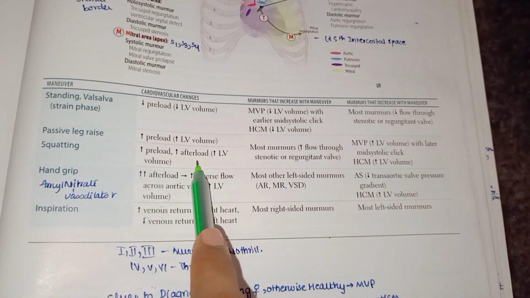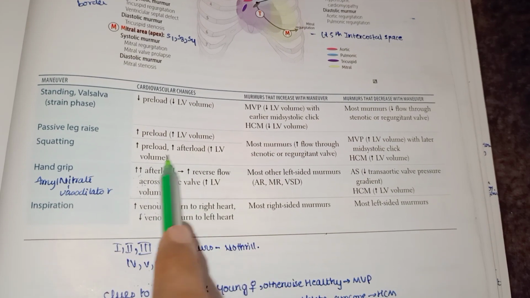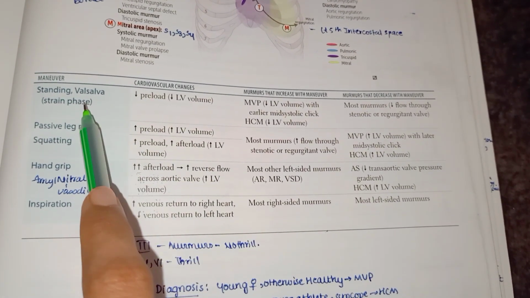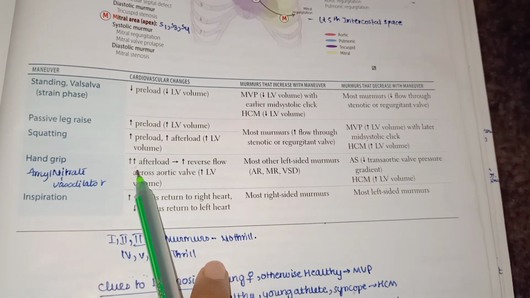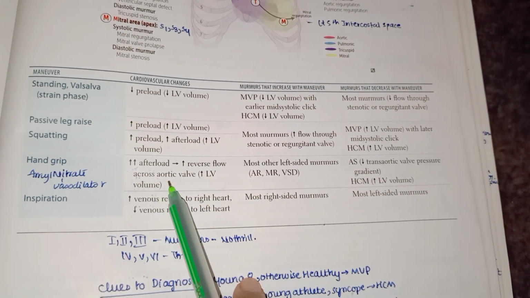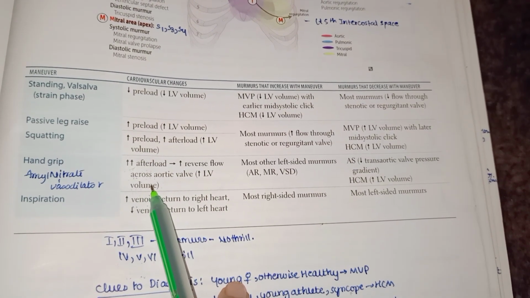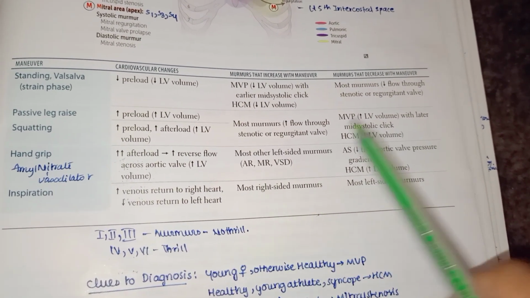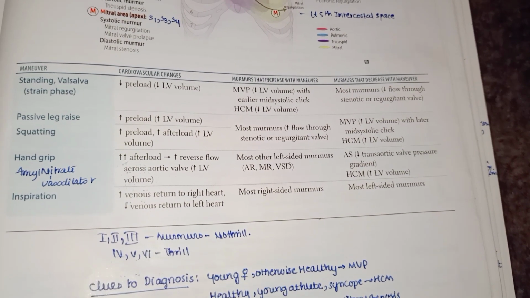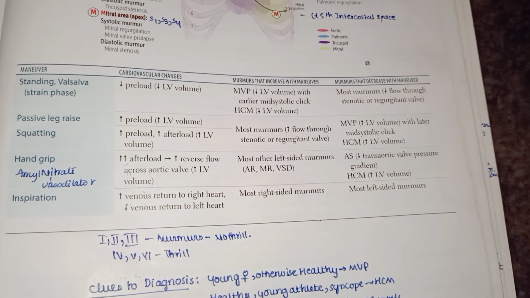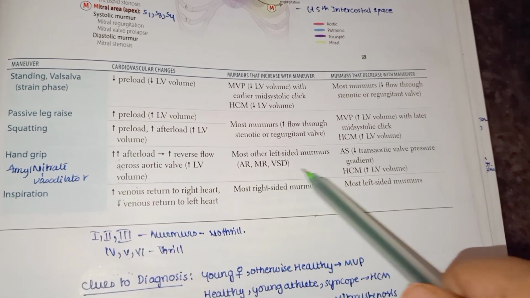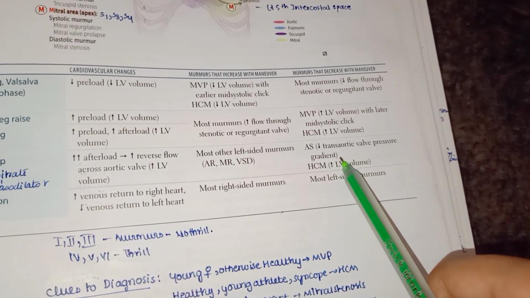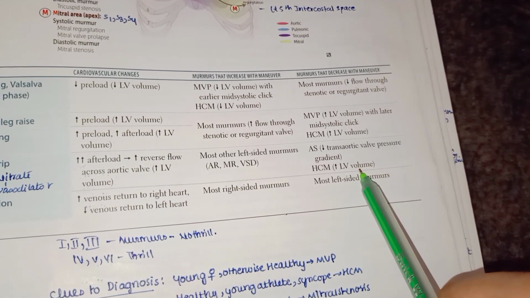In squatting also, preload will be increasing, and afterload also will be increasing, which leads to increased left ventricular volume. Okay, so left ventricular volume is increasing with passive leg raise and squatting, and it is decreasing with standing or the Valsalva strain phase. And in hand grip, afterload increases and there is reverse flow across the aortic valve, so there will be a rise in left ventricular volume. This maneuver increases left-sided murmurs like aortic regurgitation, mitral regurgitation, and also ventricular septal defect. In all these conditions the murmurs increase with the maneuver. Whereas the murmurs decrease with this maneuver in aortic stenosis, where there is decreased transaortic valve pressure gradient, and in hypertrophic cardiomyopathy, where there is increase in left ventricular volume.